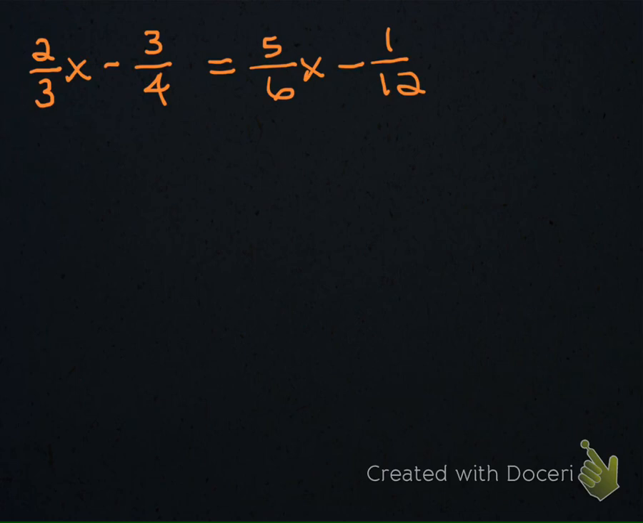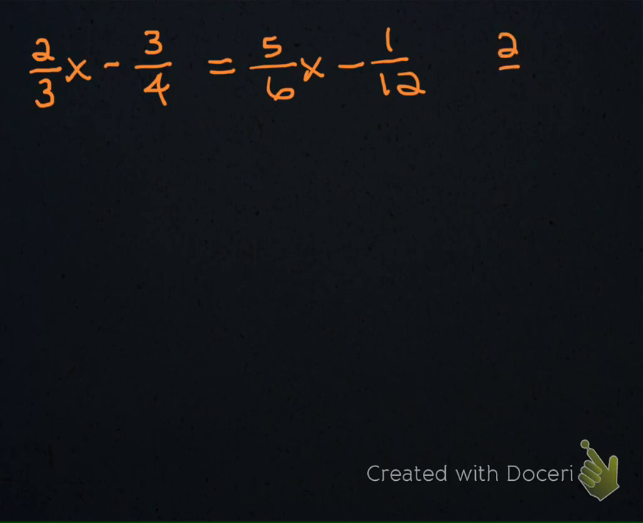So I noticed that I have 4 different denominators. I have thirds and fourths and sixths and twelfths, but what they all have in common, a common multiple of all of those, is 12. And so if I were to take 12 of each of these pieces of the equation, I shouldn't have to deal with fractions anymore. So I'm going to take 2/3 x times 12, I'm going to take negative 3/4 times 12, I'm going to take 5/6 times 12, and I'm going to take negative 1/12 times 12 again.